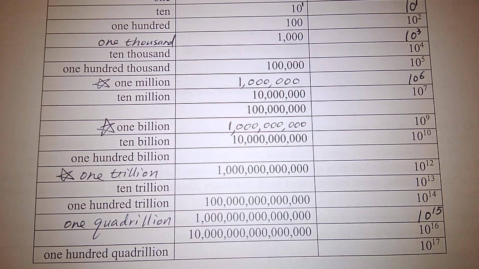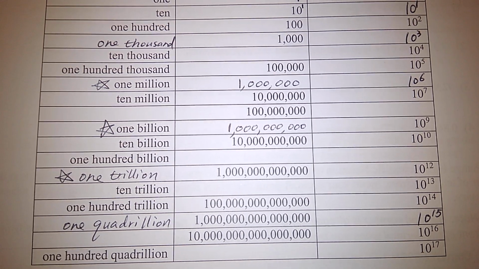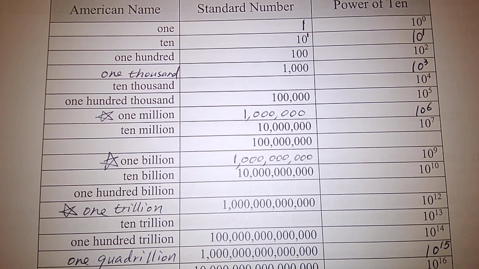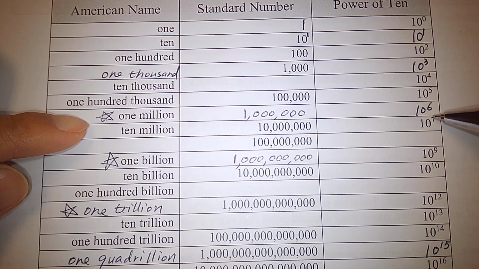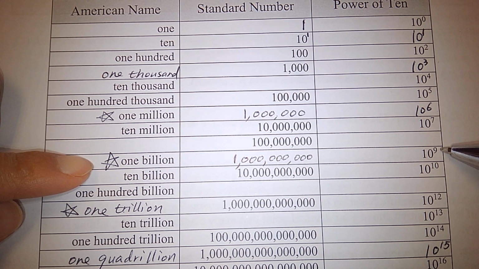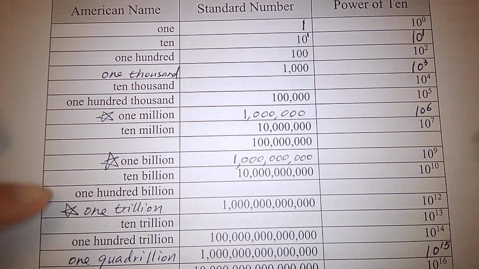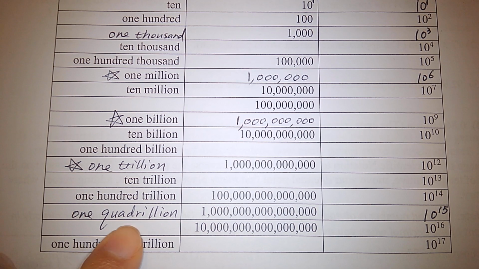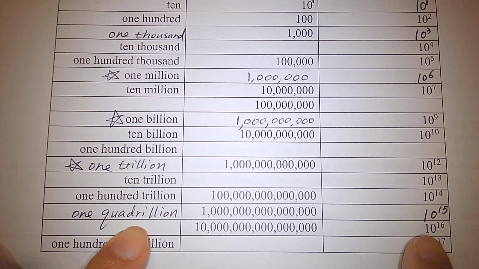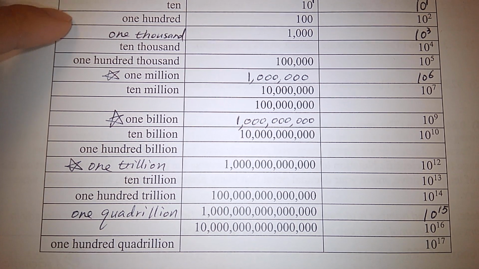Okay, so for these special numbers, like 1,000, which is 10 to the cube, 1 million, 10 to the 6, 1 billion, 10 to the 9th, 1 trillion, 10 to the 12th, and 1 quadrillion. Well, actually, this one you don't have to remember. It's too big, we don't use it very often. So 10 to the 15. So you know these special ones. Okay. So that's good for this table, everybody.